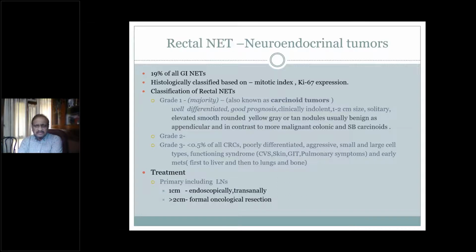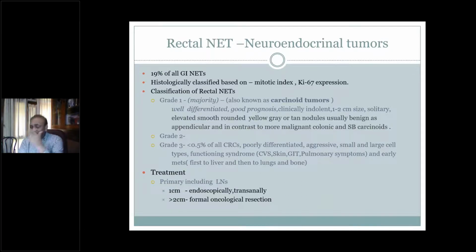Now, the classification has three types: grade 1, grade 2, and grade 3. The majority of them, fortunately, are grade 1, and these are also known as carcinoid tumors. Well differentiated, good prognosis, clinically indolent, that means very slow growing, 1 to 2 centimeters in size, solitary, and they appear as elevated, smooth, rounded yellow-gray or tan nodules when you're doing a colonoscopic examination, and they're usually benign as appendicular, in contrast to the more malignant colonic and small bowel carcinoid.